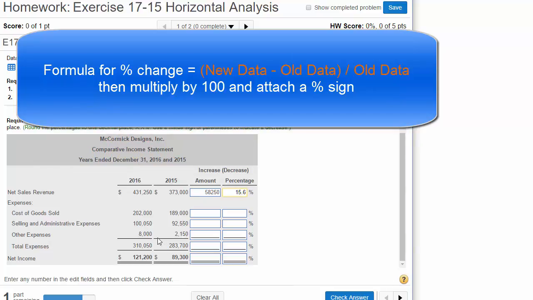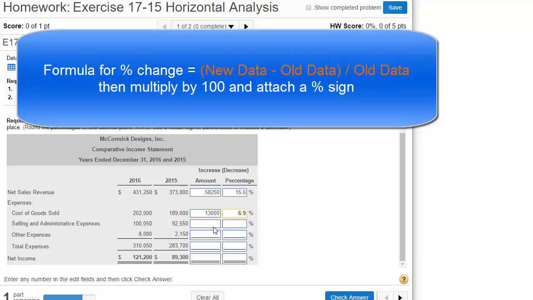That's pretty good. Now let's look at cost of goods sold. The amount of change is new minus old, so when we do the math, that's 13,000. The percentage change is new minus old, the 13,000, divided by old, 189,000. That gives us 6.9%. That's a pretty significant difference: revenues increased by almost 16%, and our biggest expense, cost of goods sold, only increased by basically 7%.